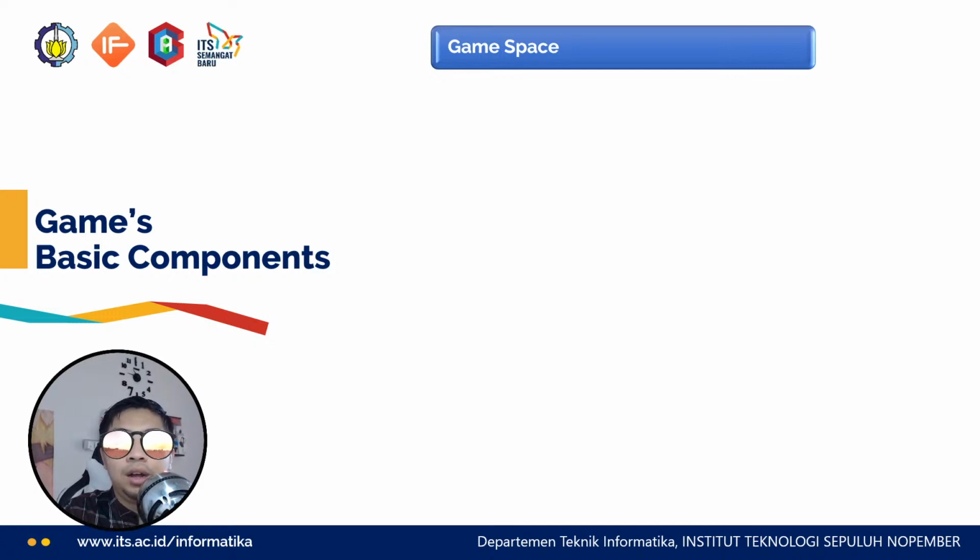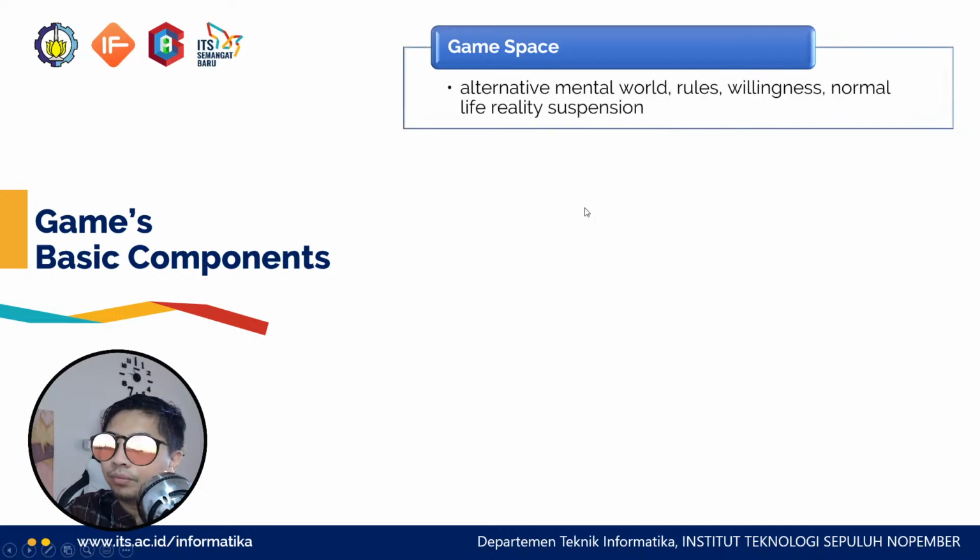And one important thing in here is we need to underline one thing. The rules should be agreed by all the players. Right, so the several keywords about the game space is basically alternative word, alternative mental word, maybe. It's not always a physical word. And there are some rules and some willingness. We cannot force anybody to join the game. And there is some suspension upon our real life. So that's the first one.